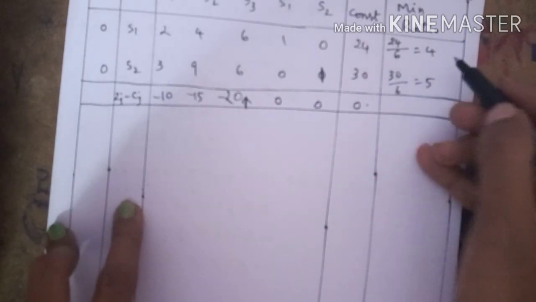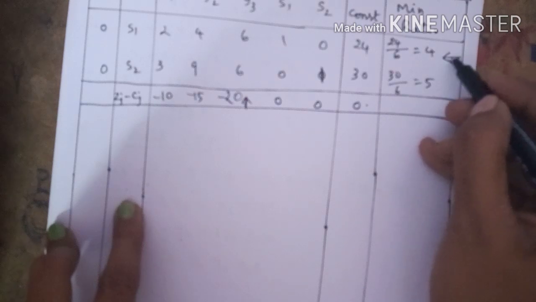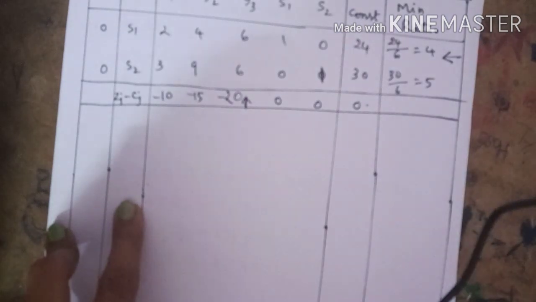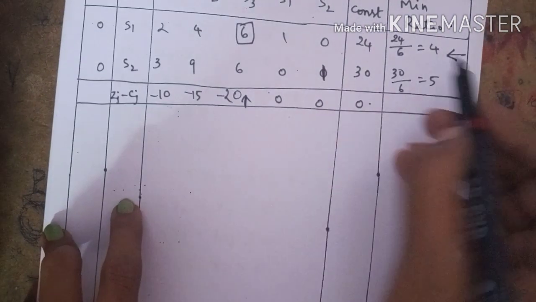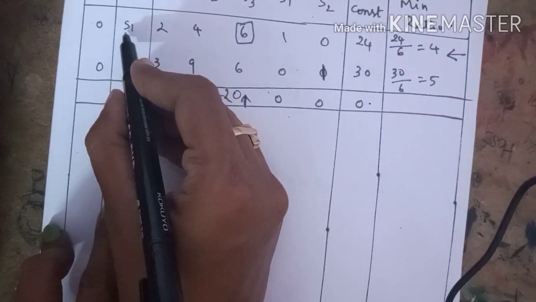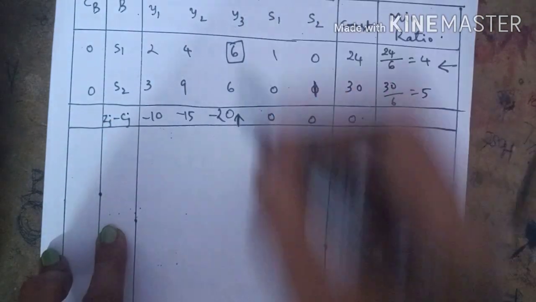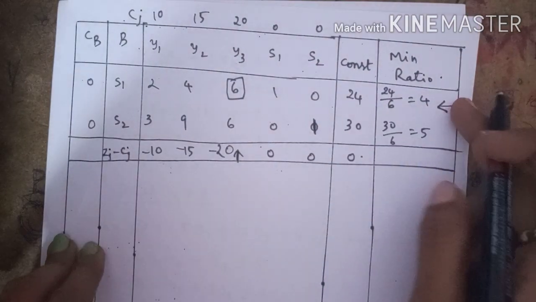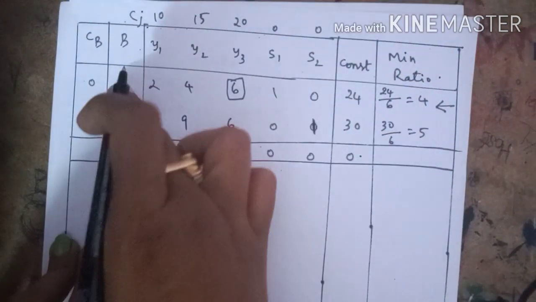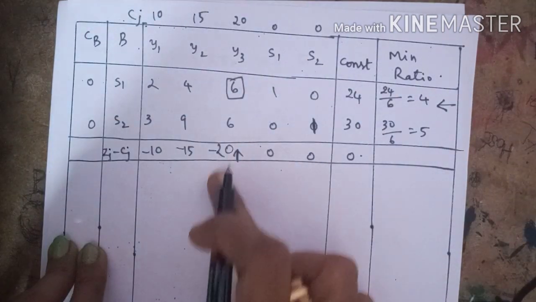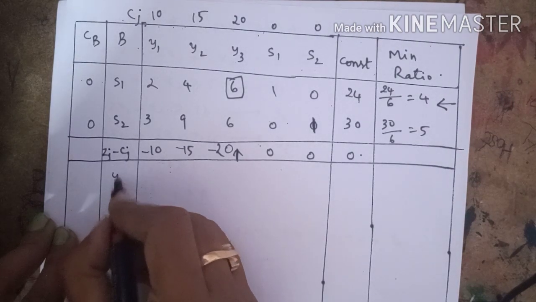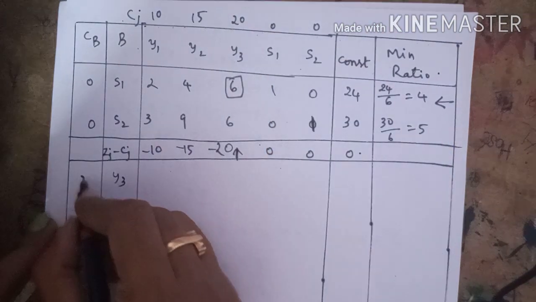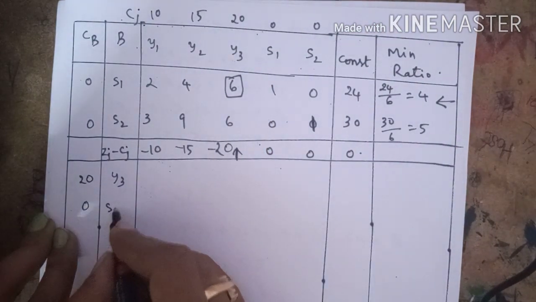Only two positive values we have got. Out of 4 and 5, the most minimum is 4. That's why I choose 4. Now the coincide value is 6. I round off 6. Now here, S1 is the leaving variable, whereas Y3 is the entering variable. S1 is leaving the basis, whereas Y3 is entering the basis. So we will replace S1 with Y3. Above Y3 how much is there? 20. Now this is 0 and S2 I'll write as it is.